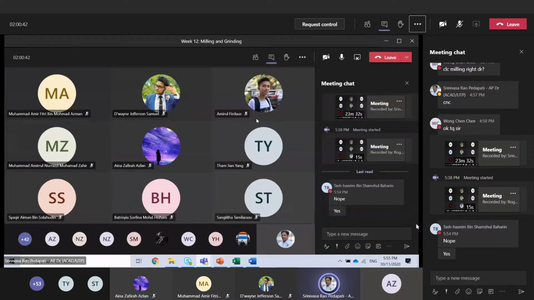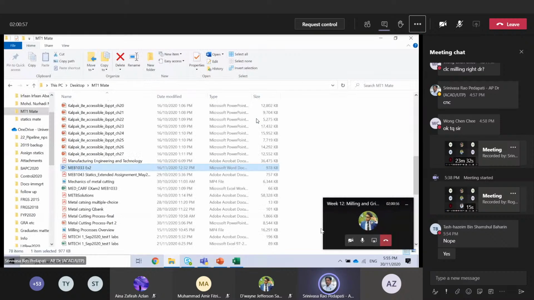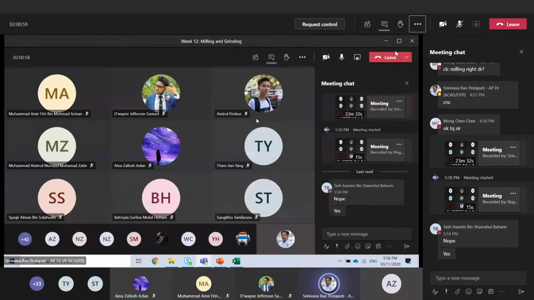Similarly, as I said already, I am marking exam 2. Some of you have done well. Those who have done it correctly, that means fully, they are okay. Those who have not will get fewer marks.